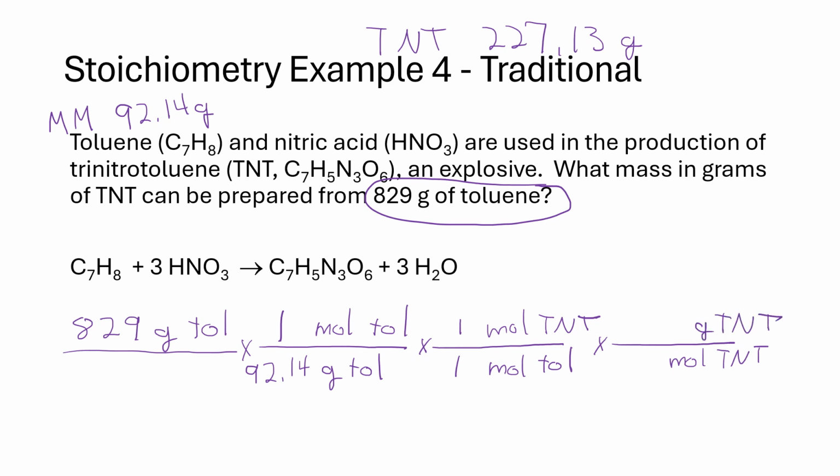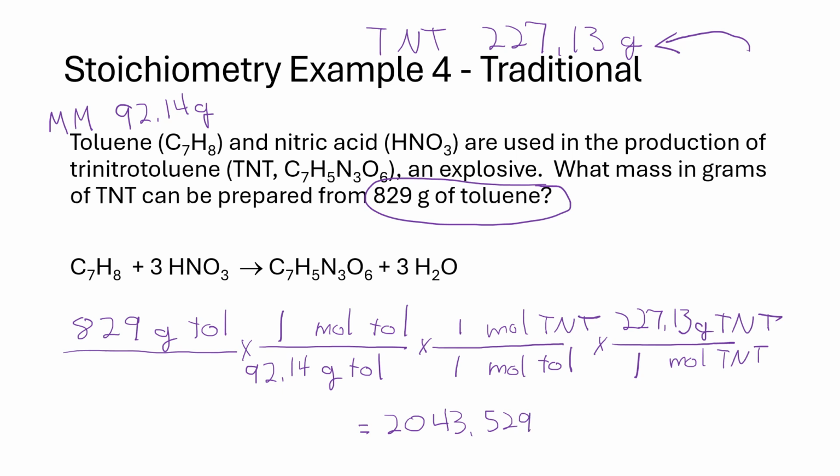This is a mole triangle conversion. 1 mole has a mass of 227.13 grams. Again, I pre-calculated the molar mass up top here. That's where that 227.13 grams comes from. That's just the molar mass of TNT. When I run those numbers through my calculator, I'm going to get 2043.529 and a bunch of other digits.